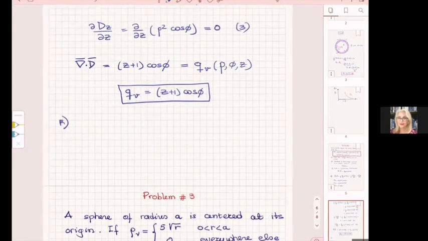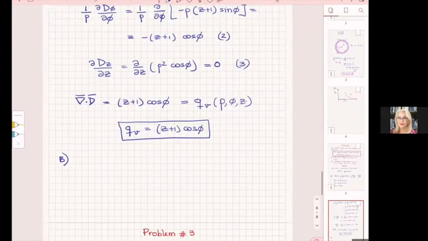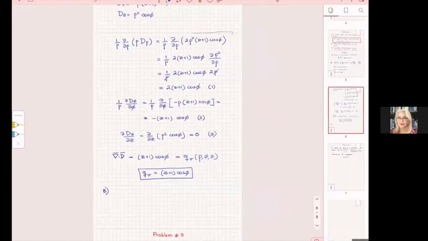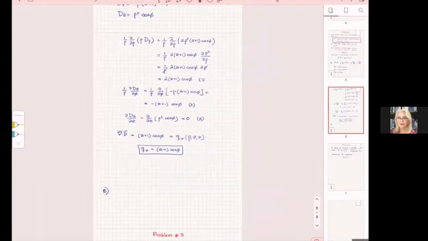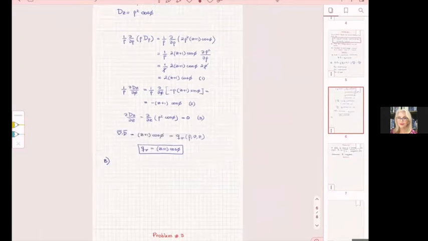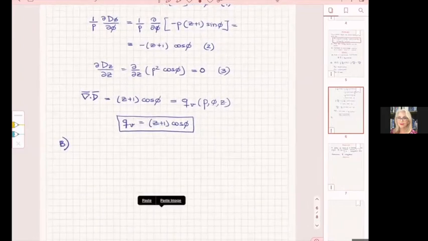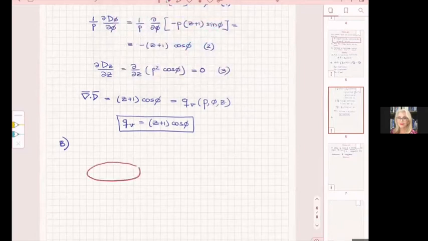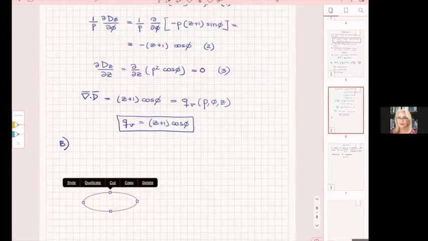So we are in a cylindrical coordinate system. I'll make this a little smaller so we don't have to add another page. Okay, that's better. All right, what do we have here? We have a cylindrical system. Cylindrical system is like this, and it has an axis Z.